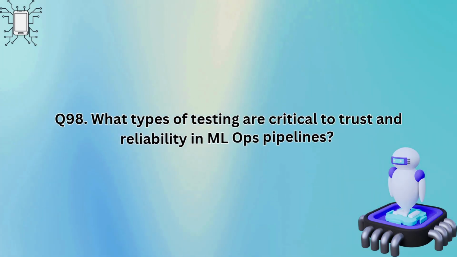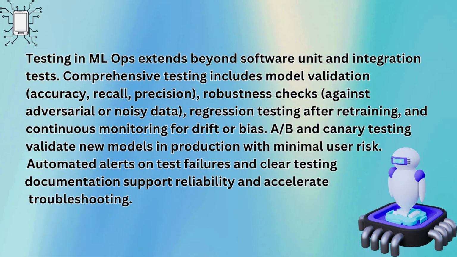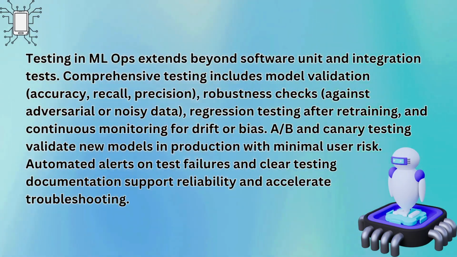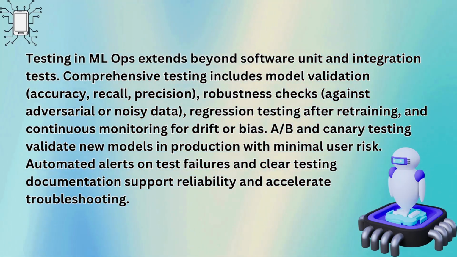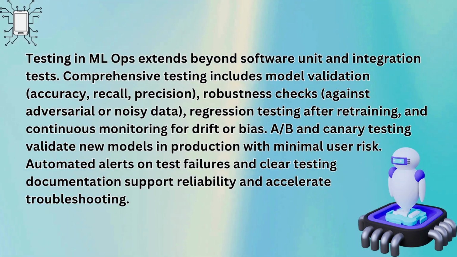What types of testing are critical to trust and reliability in ML Ops pipelines? Testing in ML Ops extends beyond software unit and integration tests. Comprehensive testing includes model validation, like accuracy, recall, precision, robustness checks, like against adversarial or noisy data, regression testing after retraining, and continuous monitoring for drift or bias. A/B and canary testing validate new models in production with minimal user risk. Automated alerts on test failures and clear testing documentation support reliability and accelerate troubleshooting.